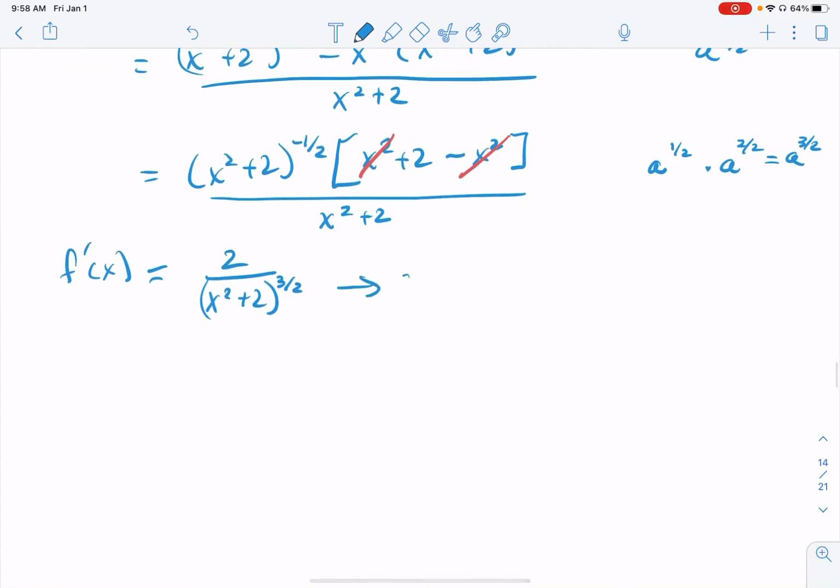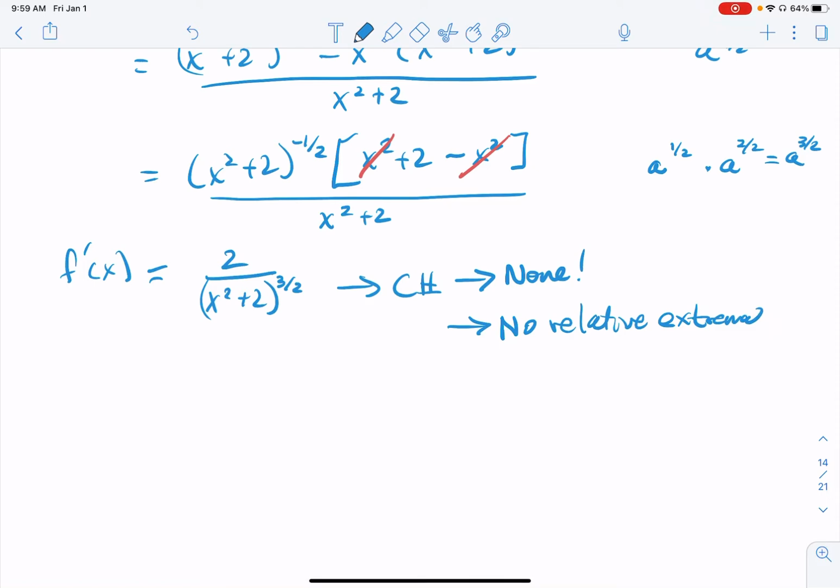So the critical numbers happen where this derivative is either equal to 0 or it's undefined. Well, since the top is 2, it's never equal to 0. And since the bottom is the same exact kind of square root that we talked about before, which is also never 0, you have no critical values. None. What does that mean? This means that there are no relative extrema. There's no relative mins and maxes. This graph is either always increasing or always decreasing.